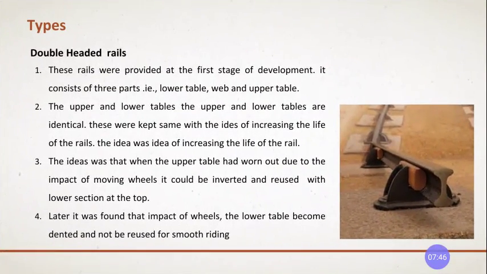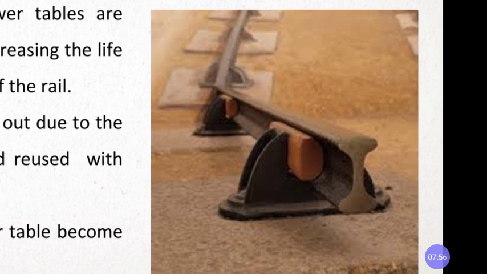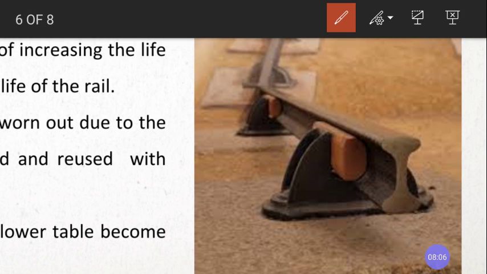Now the types of rails. The first type is double-headed rails. So what is a double-headed rail? Can you see this image here? In this image you can see two heads, as we talked about. The head is at the top also. The size is also the same. It was the first type of rail that we used. Why were the dimensions of the top head and the bottom head the same?